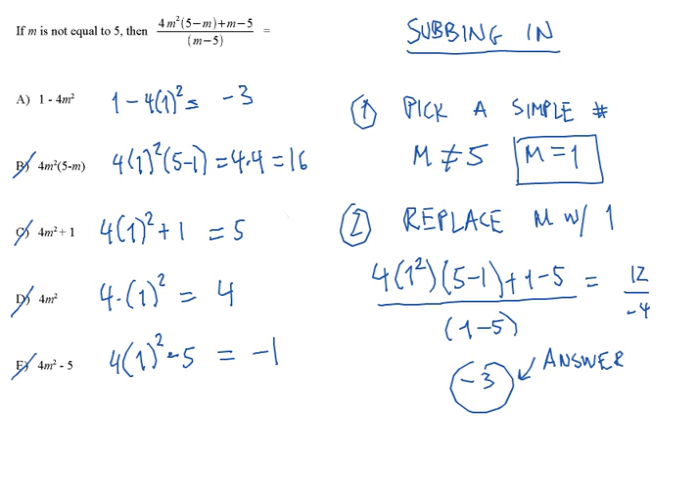Once you've eliminated all of the answer choices except for the one that gave you the correct answer, you can be confident that you have the correct answer. In general, you should substitute in when the questions seem difficult and you're not sure what to do, or when you see that the answer choices have variables in them. That's usually a tip-off that subbing in would help. As you see here, all of the answer choices have variables in them. They all have m.